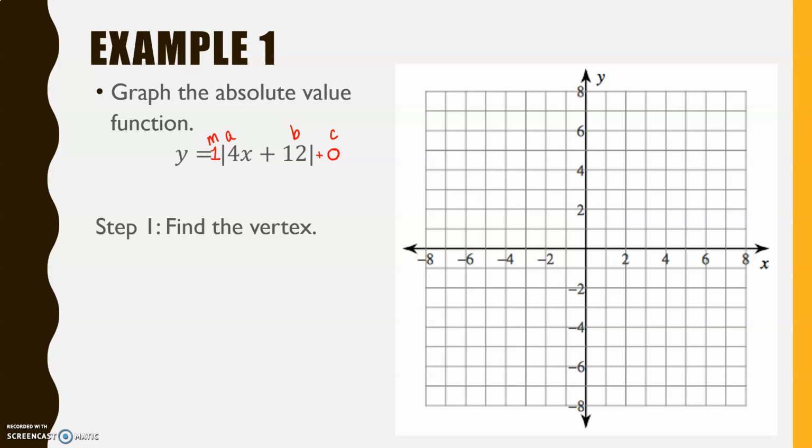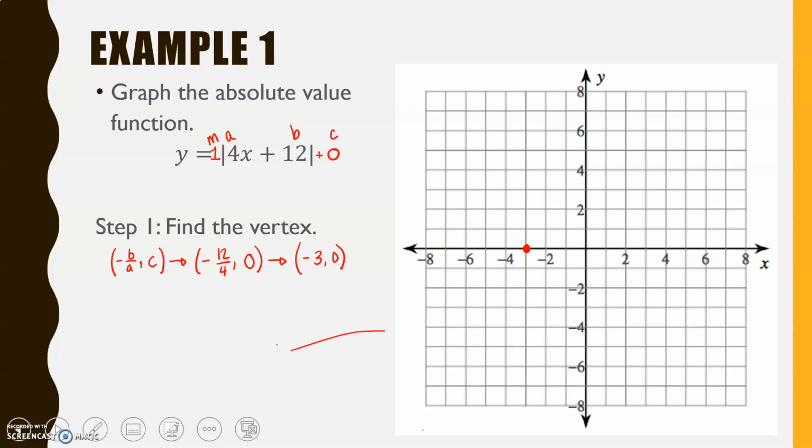So when I find my vertex, I'm going to do negative B over A, comma C. And we're going to get negative 12 over 4, and then our C value is 0. But 12 over 4 can simplify, and that's going to give us negative 3, 0. When I graph that point, I'm going to go left 3 and up 0. And that's our point for the vertex.